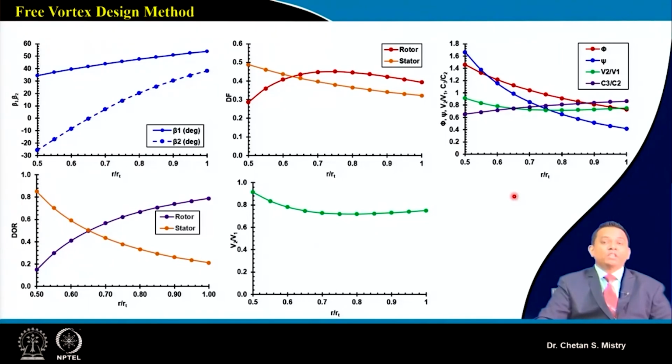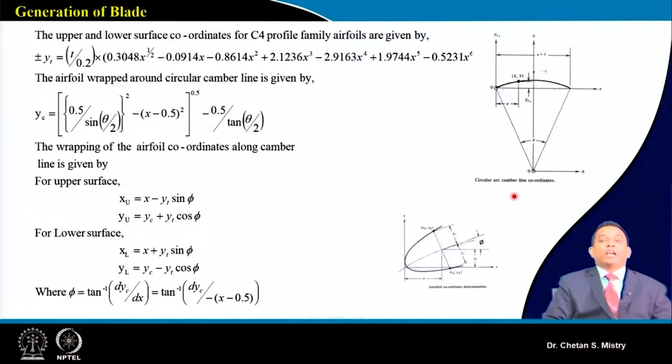Okay. Now based on all the angles we have calculated, we can go on to making of the blade. In order to understand that part, let's take how we make our profile, or how we make our blade. If you recall, we were discussing the equation for thickness distribution for the C4 profile. So this is the equation for my C4 profile.